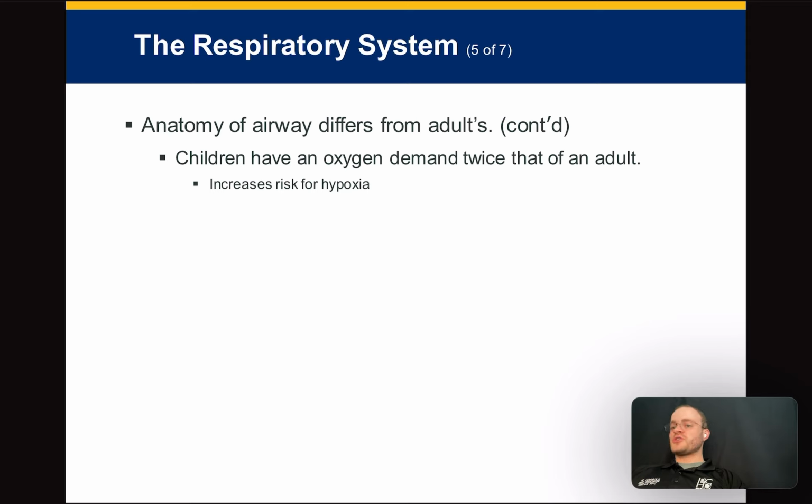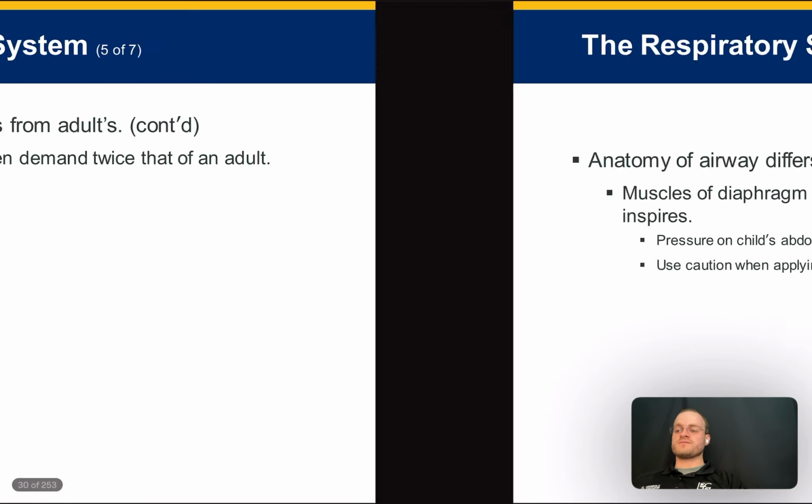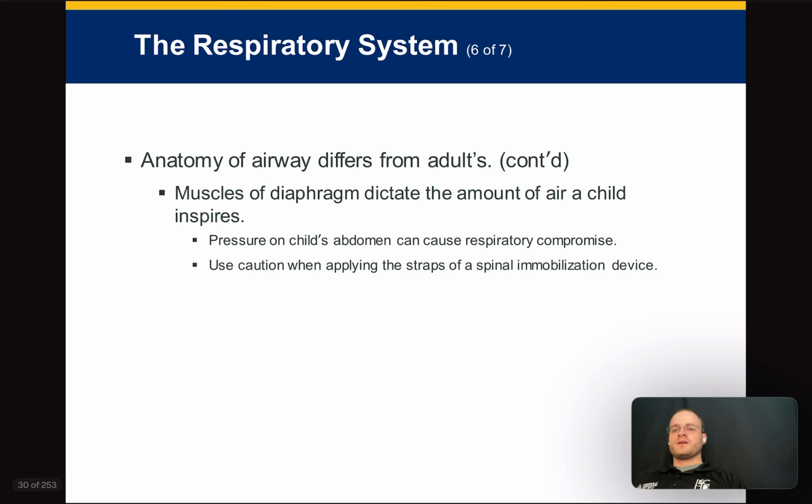Children have an oxygen demand twice that of an adult, so they're at an increased risk of hypoxia. What kills children? Hypoxia kills children. This is further demonstrating that. If children die, what did they die from? They died from hypoxia. So how do we resuscitate children? We focus on reversing hypoxia with ventilations. The muscles of the diaphragm are not going to be as strong.